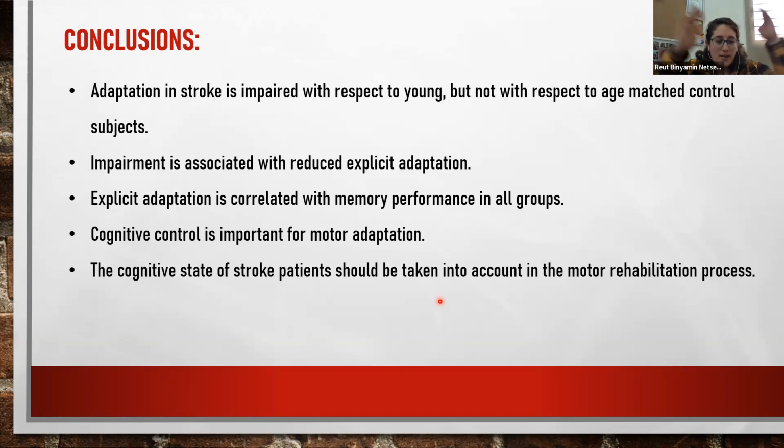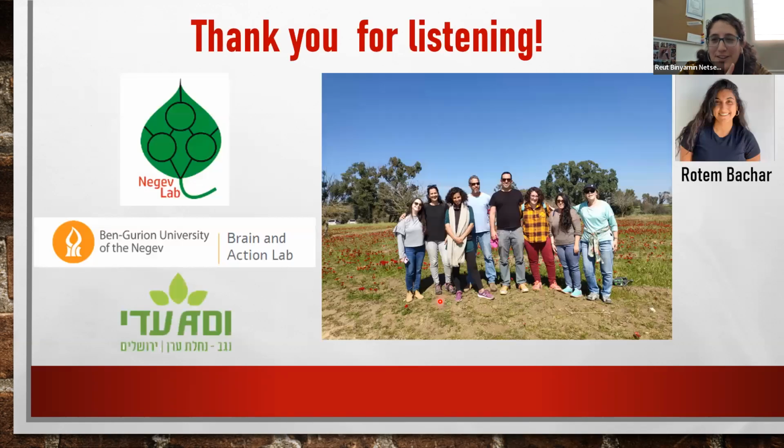And the underlying message of all of this is that the cognitive state of stroke patients should be taken into account in the motor rehabilitation process. And I think this is my next step in my PhD study, how to implement this in rehabilitation. And that's it. Thank you for listening.